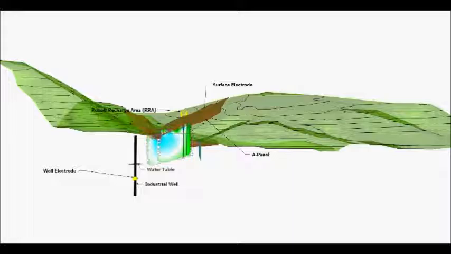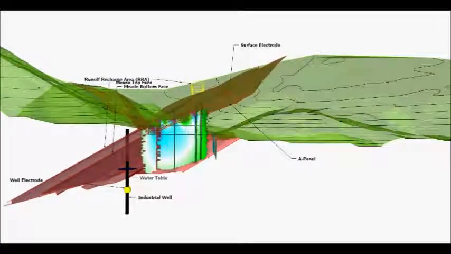The view has been changed to look at the vertical slices of the electric current distribution, or ECD model. The ECD model is an inversion result that calculates subsurface electrical current flow within the survey area based on the magnetic field measurements. The view is looking north. Notice the location of the industrial well and the surface electrodes represented by yellow spheres. Slice positions are given in reference to the industrial well.